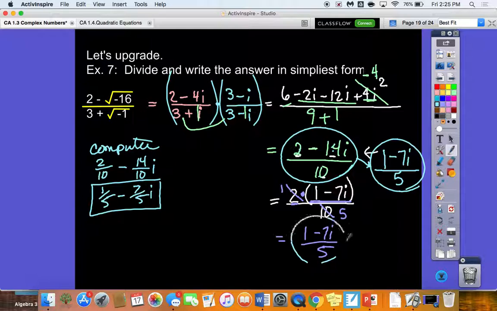But I wanted you to see why. It's not just because somebody told you to. It's the rules of algebra. You can only reduce factors, not terms. So you can do the shortcut if all 3 of them do it. But this is the why behind it all. Okay, I hope that helps you out with complex numbers.